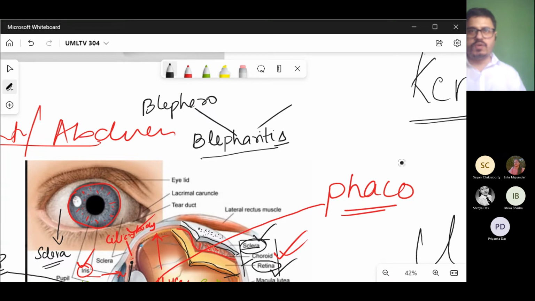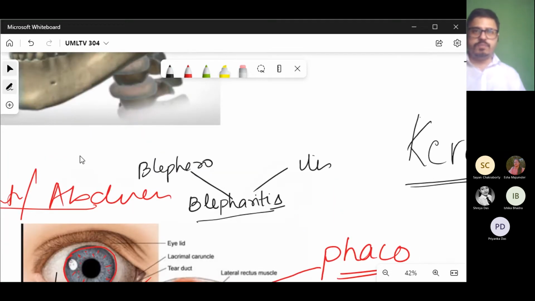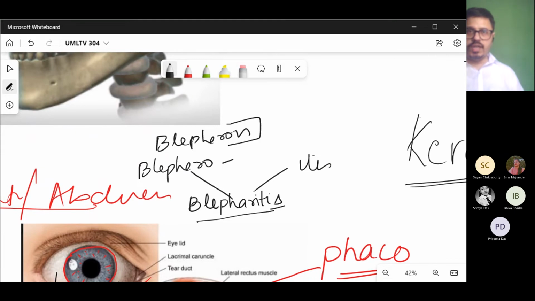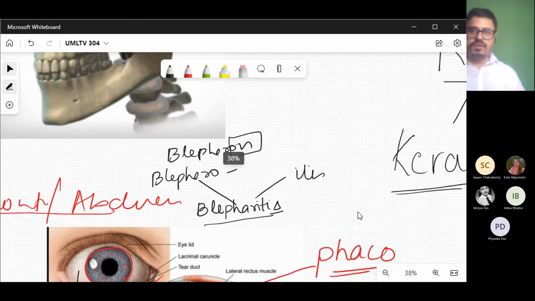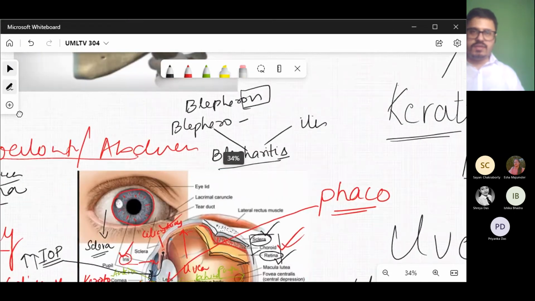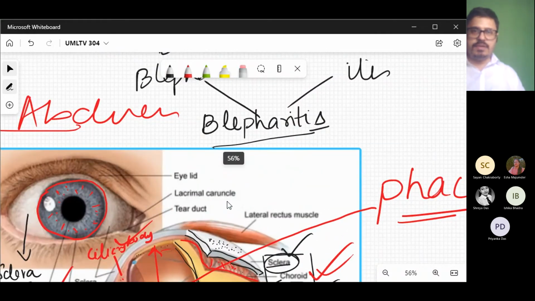Blepharo, and the suffix, you know, is itis. Now, how is this prefix formed? The prefix is formed from the word blepharon. In the formation of the term blepharitis, we have removed both the O and the N, and instead of that O and N, we have written the I of the suffix itis. That is how the term blepharitis is formed, meaning inflammation of the eyelids. And one last part, it's written here, lacrimal.